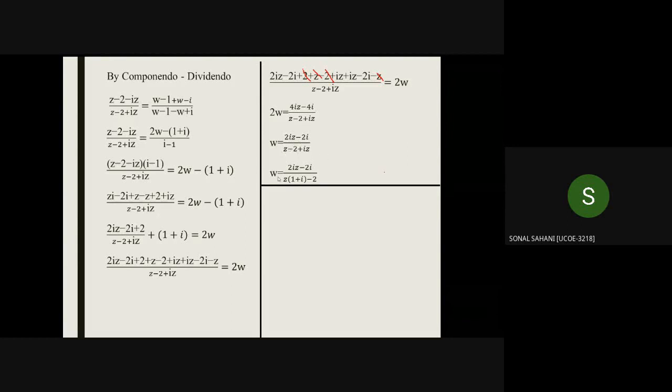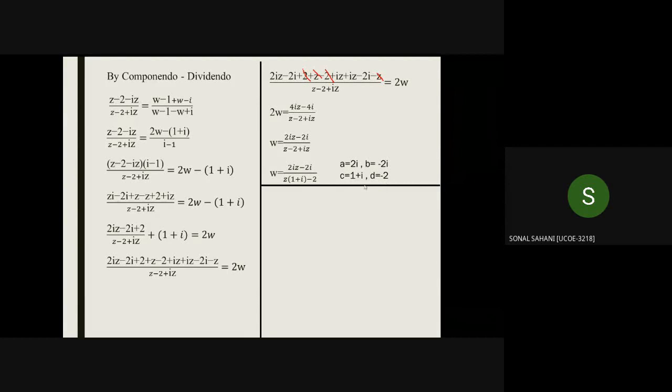Therefore, the final answer will be w is equal to (2iz minus 2i) upon (z into (1 plus i) minus 2). If we compare our final answer to the relation of the z and w planes, we can find the constant values which we actually have to find, and the values are a is equal to 2i, b is equal to minus 2i, c is equal to 1 plus i, and d is equal to minus 2.